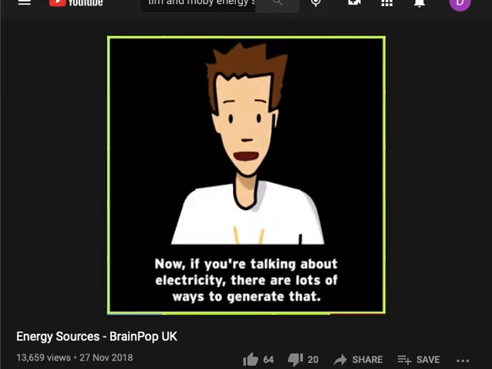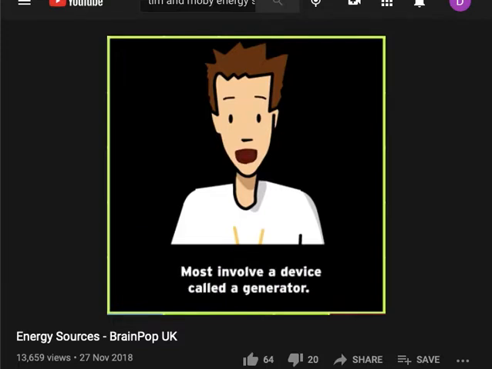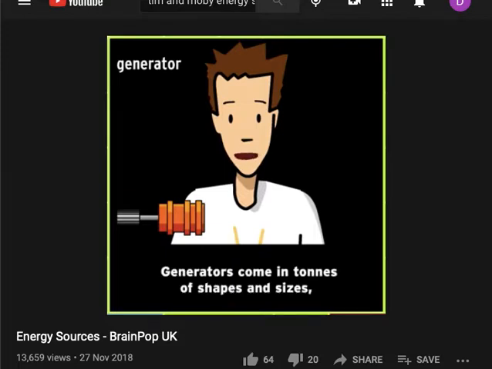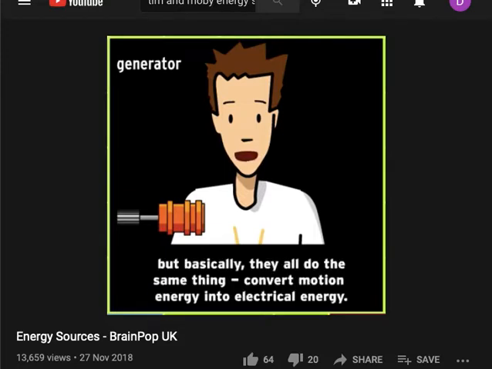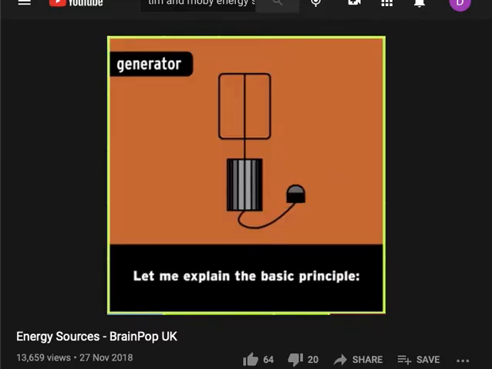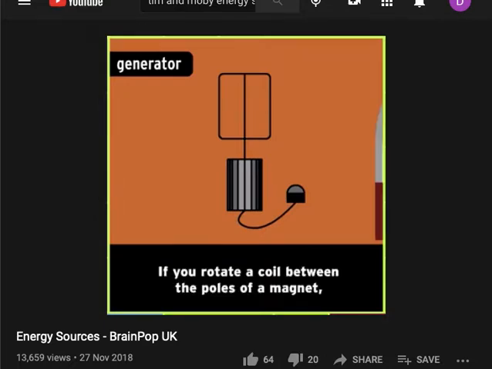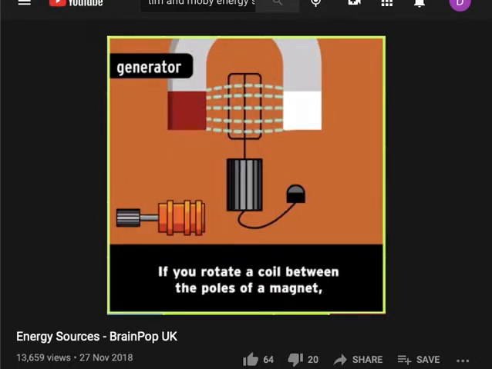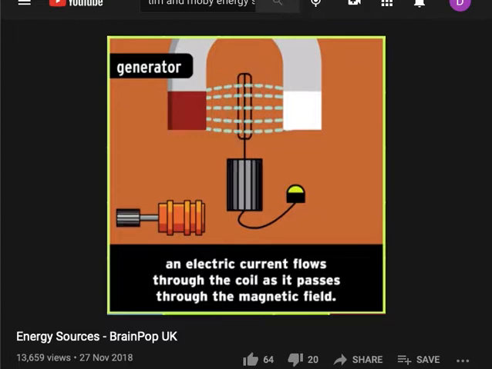Now if you're talking about electricity, there are lots of ways to generate that. Most involve a device called a generator. Generators come in tons of shapes and sizes, but basically they all do the same thing. Convert motion energy into electrical energy. Let me explain the basic principle. If you rotate a coil between the poles of a magnet, an electric current flows through the coil as it passes through the magnetic field.